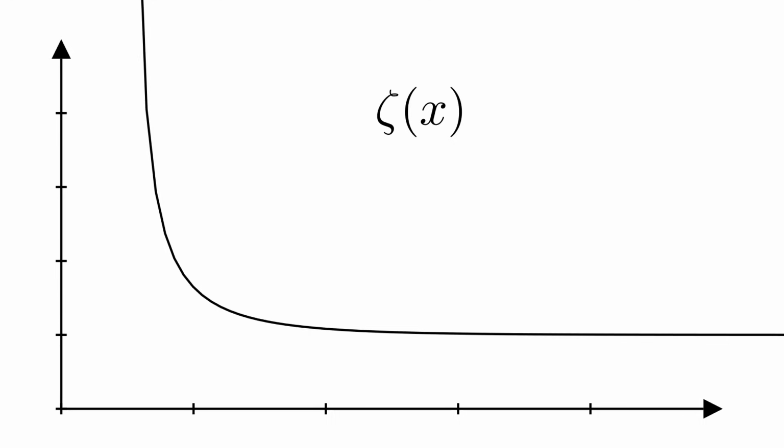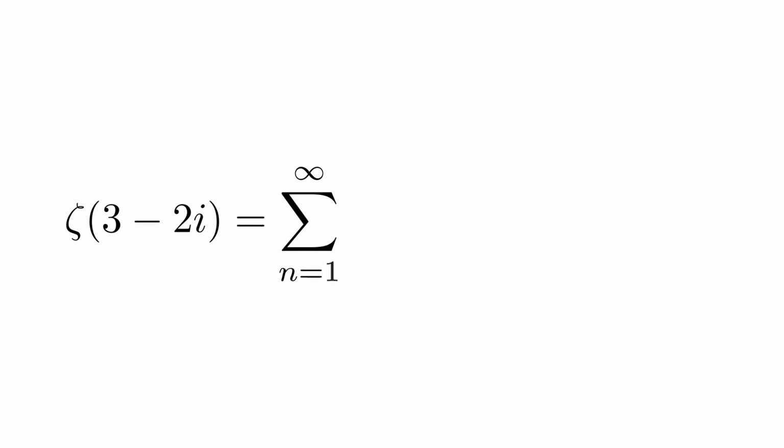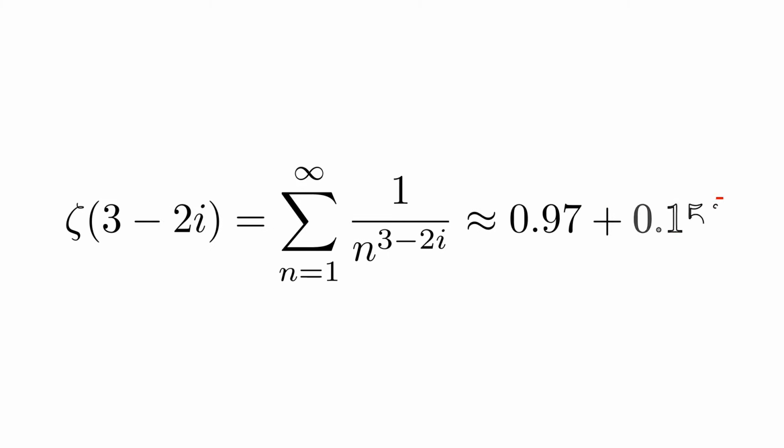In other words, Riemann wanted to be okay with saying things like, if you take zeta of 3 minus 2i, well, that's of course going to be the sum as n goes from 1 to infinity of 1 over n to the 3 minus 2i power. And whatever on earth that means, you can, I guess, approximate it and get that, hey, this is some number that's approximately 0.97 plus 0.15i.